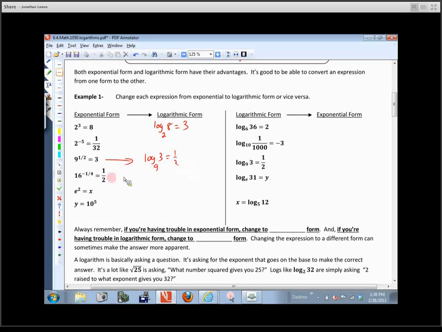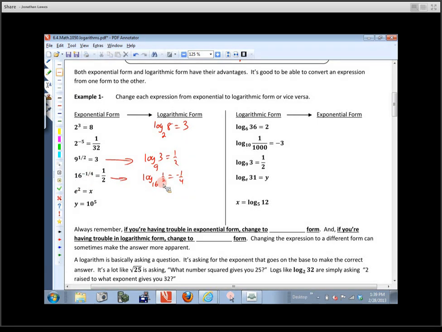Let's do this next one right here. Log base 16 of 1/2 equals -1/4. Now, that's a little bit difficult to see that that's the answer in either case. So this would be the reciprocal of the 4th root of 16. So 1 over the 4th root of 16. What's the 4th root of 16? 2. So it is true. It's a lot easier to see here than it is to see here.